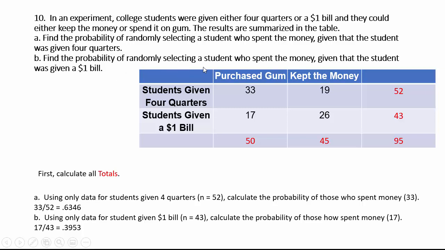B is find the probability of randomly selecting a student who spent money, given that the student was given a $1 bill. All that's asking for is we're only using data for these students given a $1 bill, of which there were 43, right there. Calculate the probability of those who spent money. This should be the word who. I'm not going to go back and fix it, but sorry about that. Spent money, which there was 17 out of 43, or 0.3953.